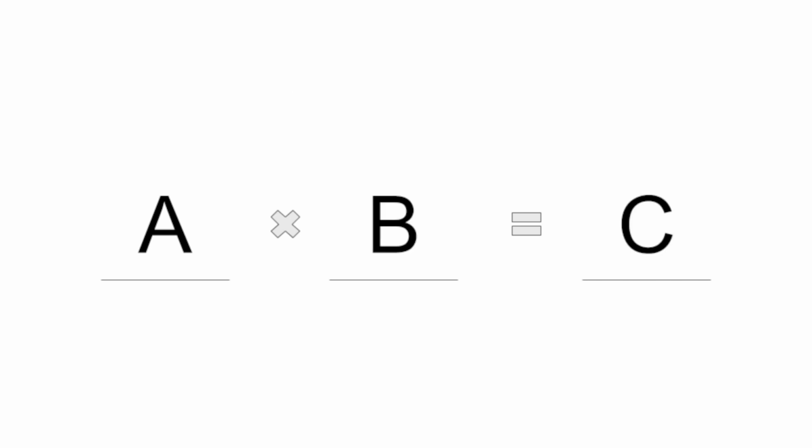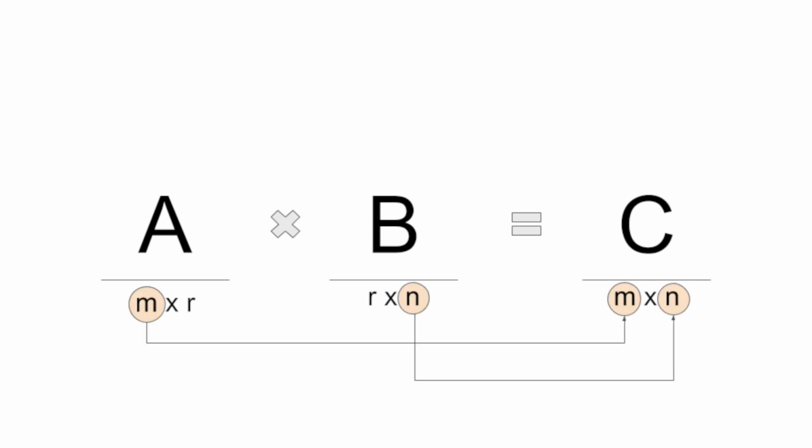To start, we need to create three matrices, one for the left side of the operation, one for the right side, and another for the result. The matrix on the left side is going to be an M by R matrix, and the matrix on the right side is going to be an R by N matrix. So the matrix on the left side's columns must be equal to the matrix on the right side's rows, which is R. And the result matrix is going to be an M by N, where M comes from the rows of matrix A and N comes from the columns of matrix B.